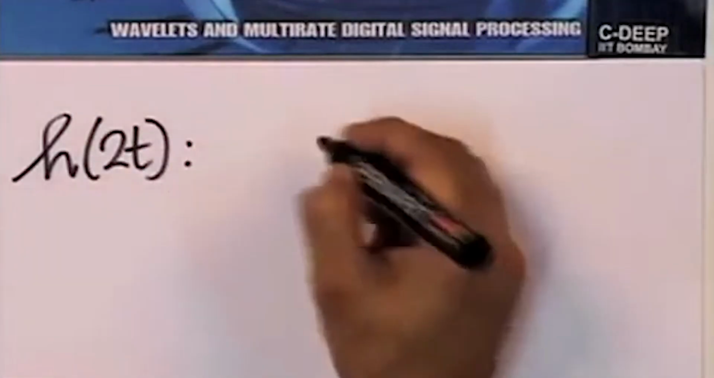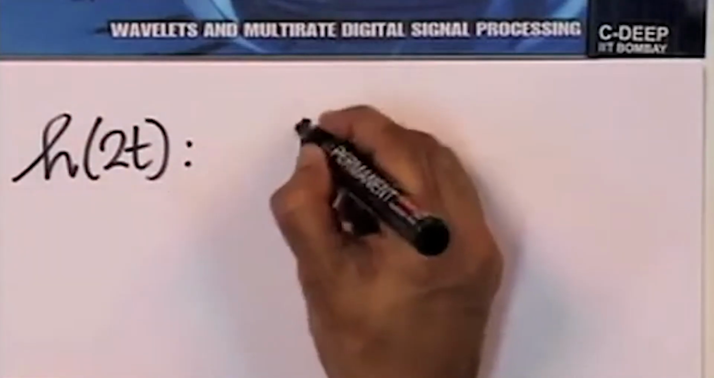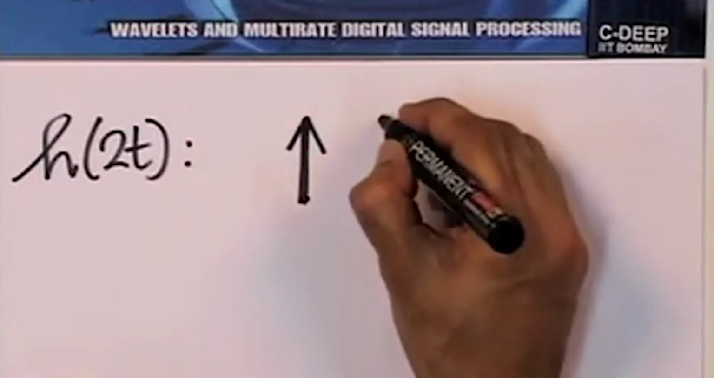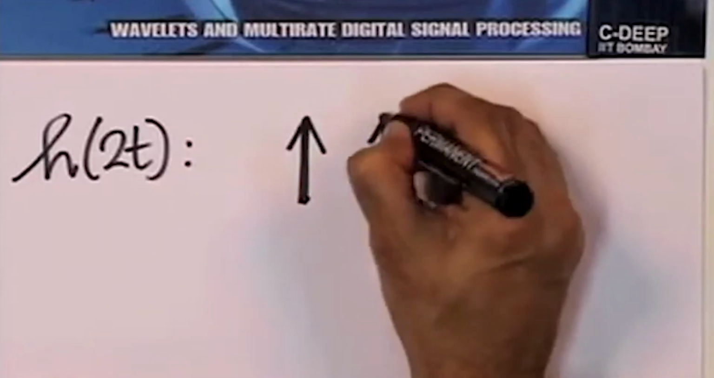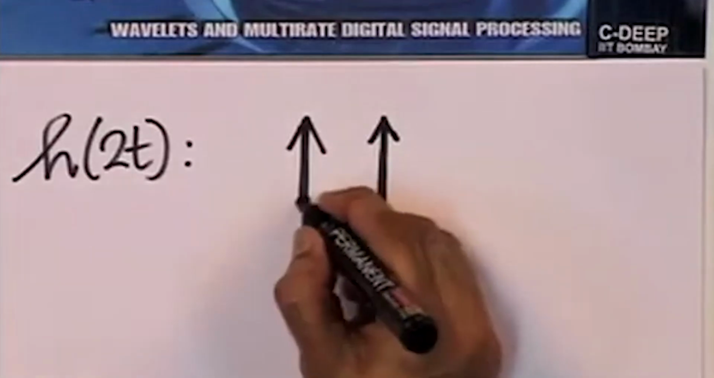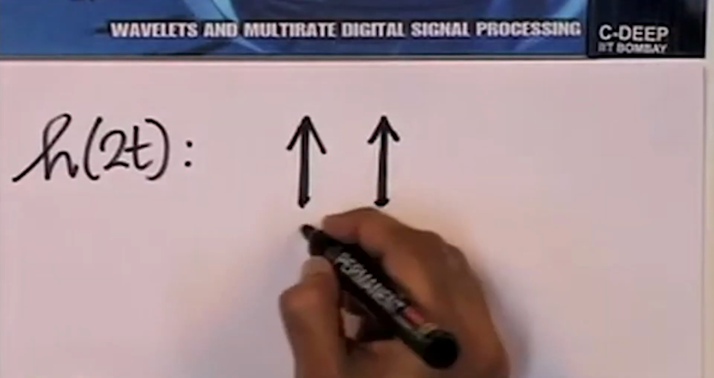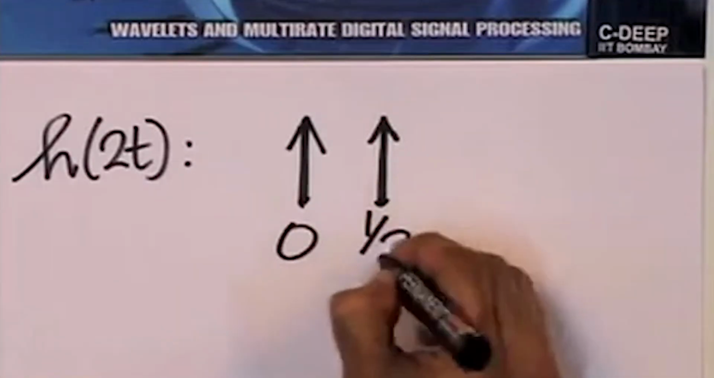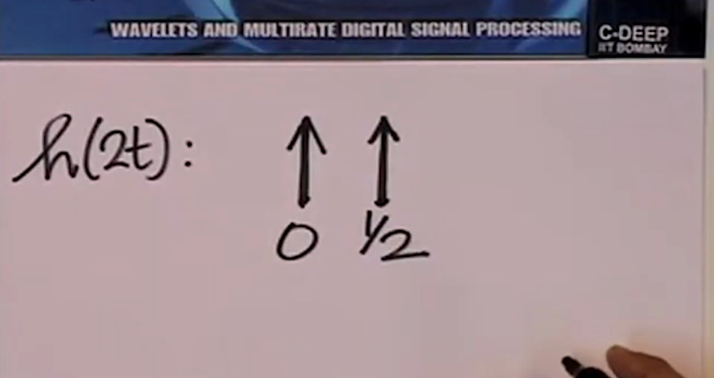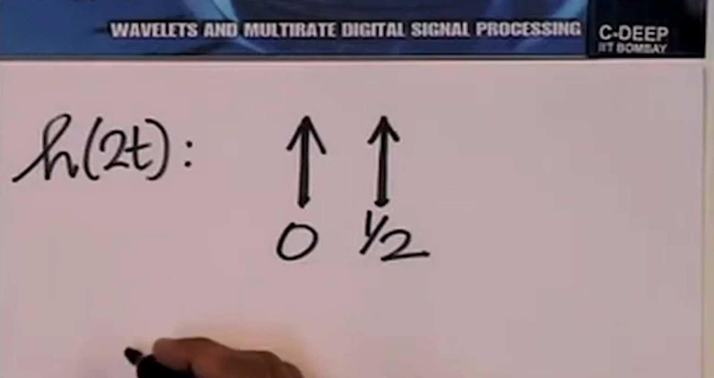And h of 2t will look like this. If I really wish to be finicky, I should be putting down the strengths of the impulses carefully too, but let us not get that finicky. So, this is what h of 2t will look like. There are impulses at 0 and half.